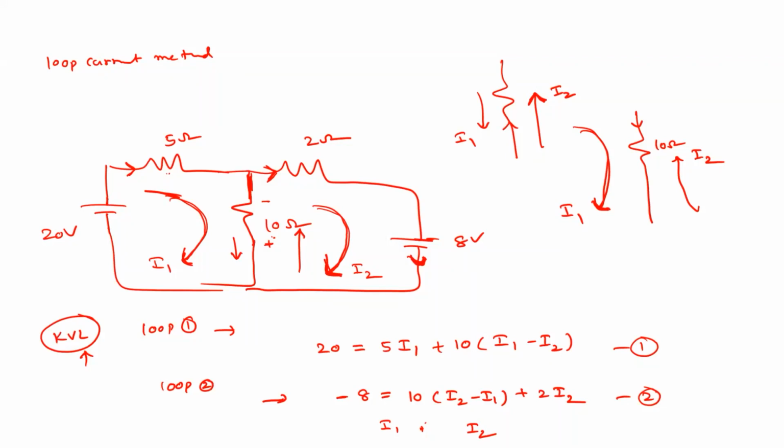I1 is 2 amperes, and I2 is 1 ampere. 1 ampere, right? Okay.